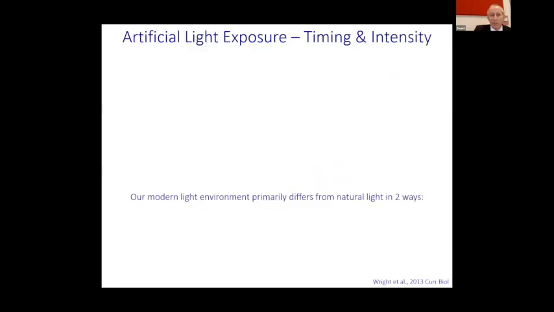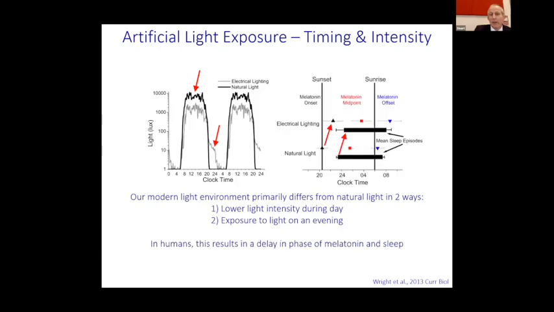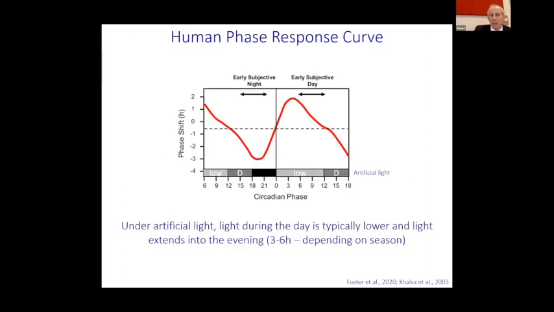And regarding our modern light environment, work from Ken Wright has shown that it primarily differs from the natural light environment in two ways. We're exposed to less light during the day in the modern artificial light environment, and we're also exposed to dim light in the evening. This leads to changes in melatonin and changes in sleep episodes as well. And of course, that's because our exposure to light is typically into the evening. This shows the human phase response curve to light from studies at Harvard, showing that the timing of light exposure is also critical and should be taken into account in these kinds of studies.